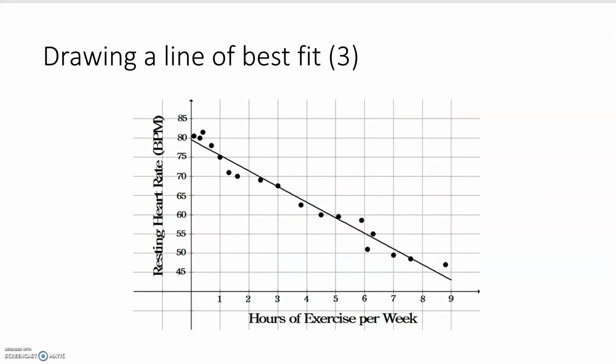Here's another example where the data is going downwards, heart rate and hours of exercise. Again, similar trend. You're trying to get as many points as you can on the line, but as long as you've got even numbers on both sides, that's also acceptable.